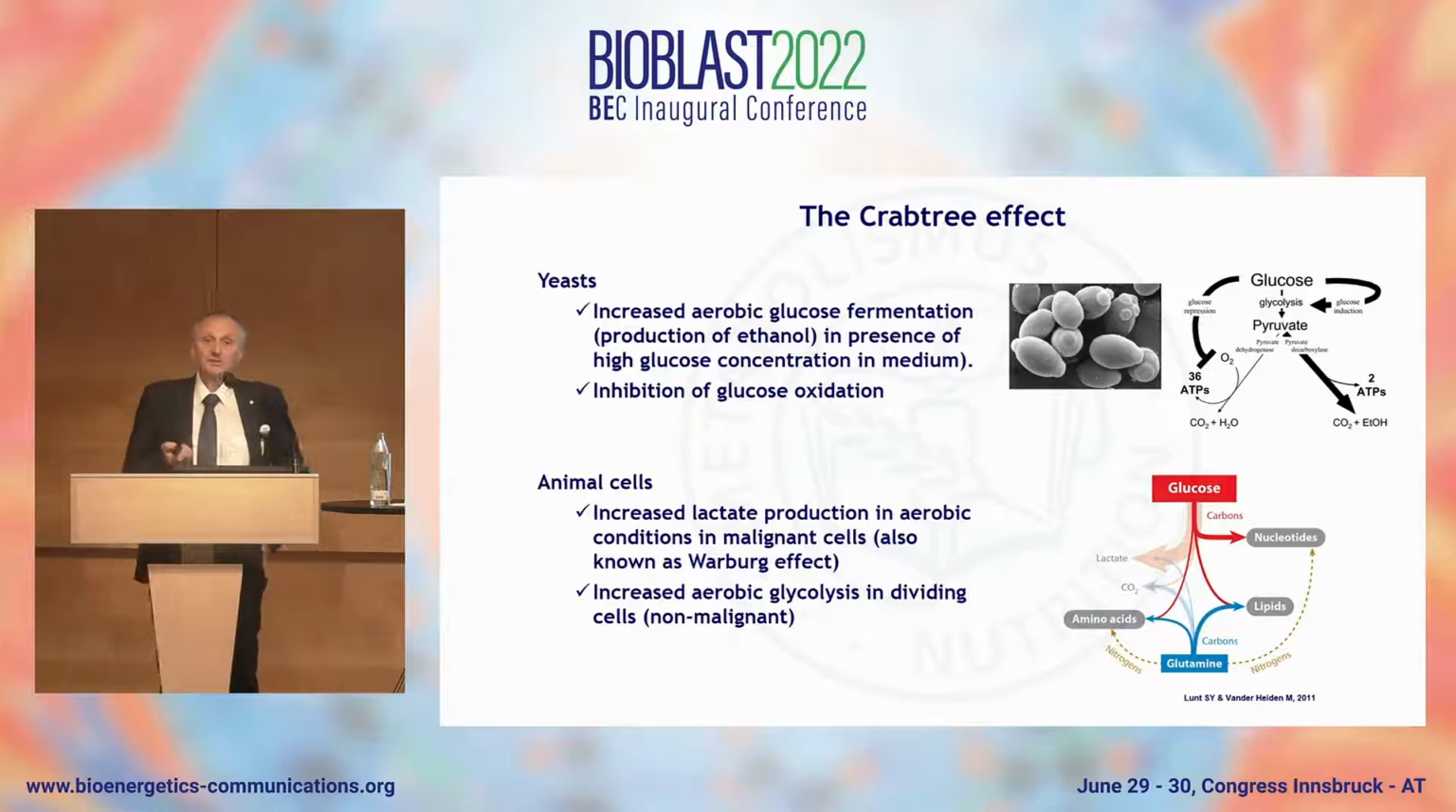What does the Crabtree effect mean? There are two Crabtree effects. One is described in yeast. It was described by Crabtree, and it is the production of ethanol when there is an abundance of glucose. Then yeast stop oxidizing glucose and they produce ethanol. In animal cells, it is the Crabtree effect in tumor cells, which is also known as the Warburg effect. And Crabtree described that this effect is also present in dividing non-cancer cells.